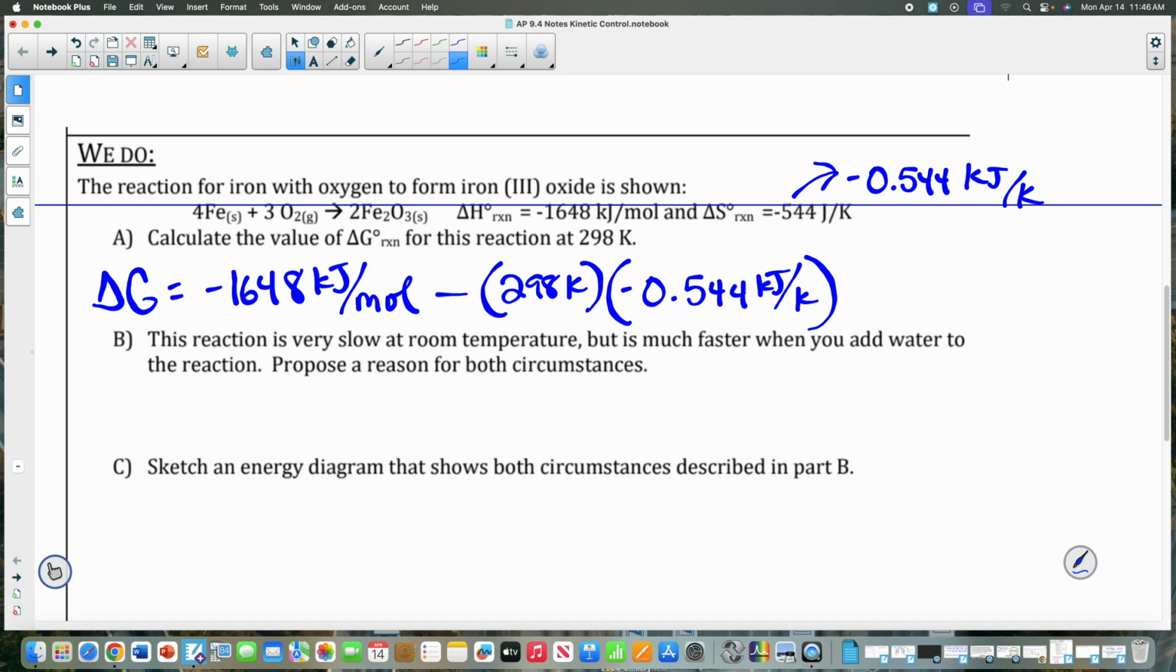And I get negative 1486 kilojoules per mole. Kilojoules. All right. The reaction is very slow at room temperature, but is much faster when you add water to the reaction. So very slow at room temperature.